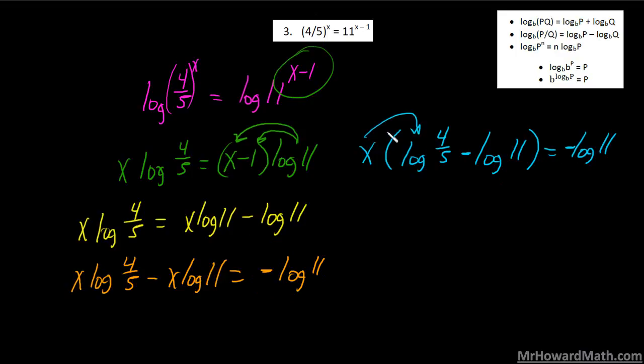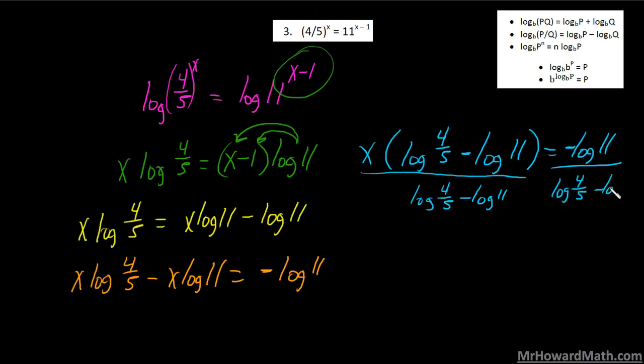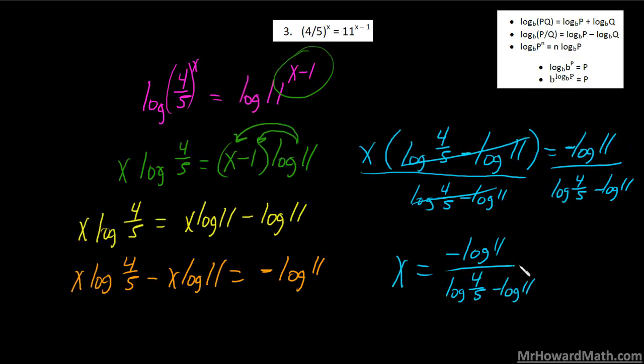If we distribute that back in here and here, we will end up where we started, and we know we factored it out correctly. Now all we have to do to isolate this x is divide by this whole chunk. So log 4/5, we're dividing by this whole chunk here, which means we have to do it over here. Log 4/5 minus log 11, and that will cause this to cancel, and we're left with x equals negative log 11 over log 4/5 minus log 11, and that is our answer.